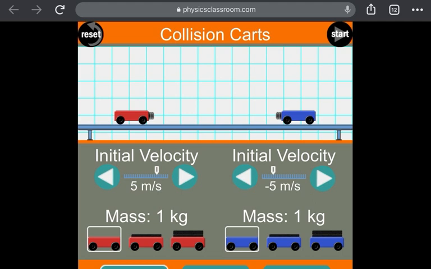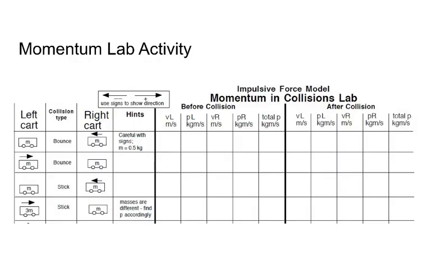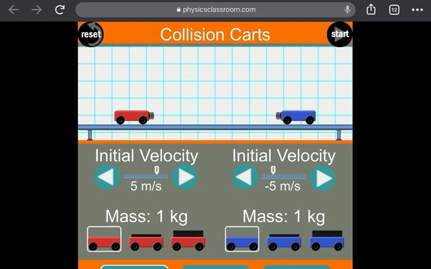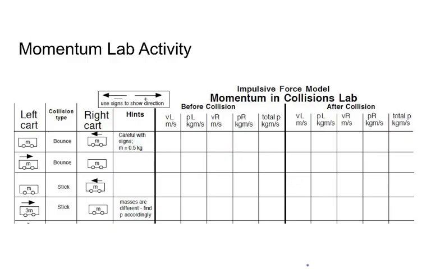So, you're going to have this red cart and this blue cart. So, in your table, you have a left cart and a right cart. So on our simulation, the left cart is the red one. So anything that it talks about doing with the red cart, that's going to be the red one. The right cart is the blue one. So anytime it tells you something to do with the blue cart, you're going to do it to the one on the right. All right.